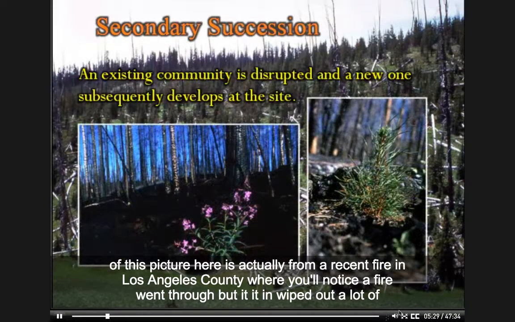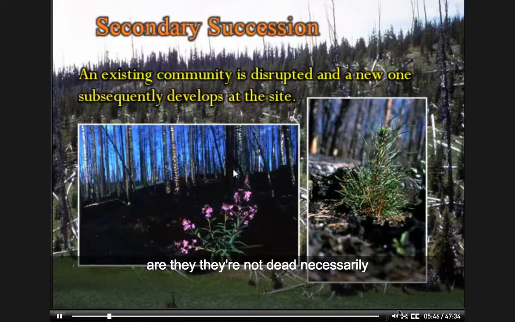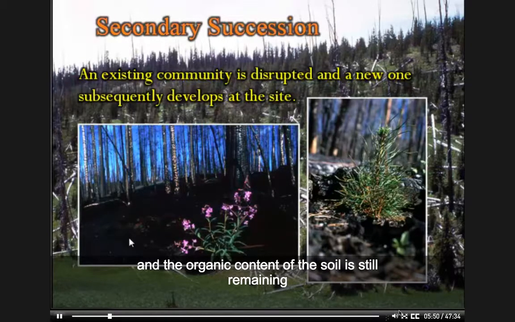This picture here is actually from a recent fire in Los Angeles County, where you'll notice a fire went through, but it wiped out a lot of underbrush, and it may even have destroyed some younger trees. But the older trees, even though they are scorched here, are not necessarily dead, and the organic content of the soil is still remaining, and thus plants can return from this much more quickly.